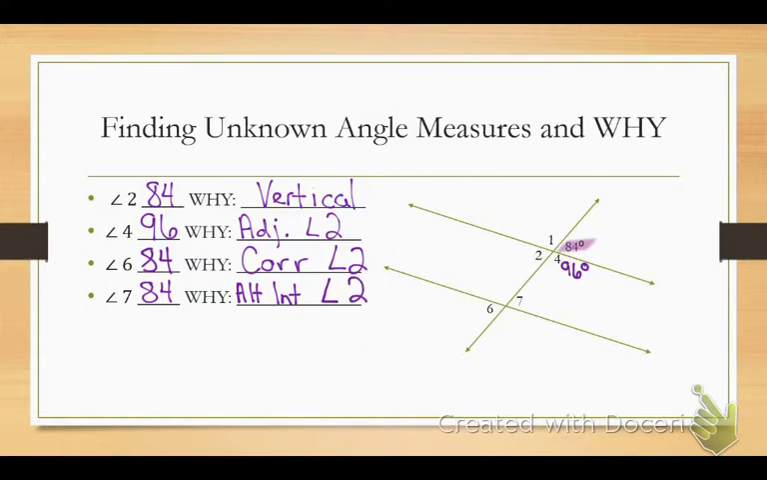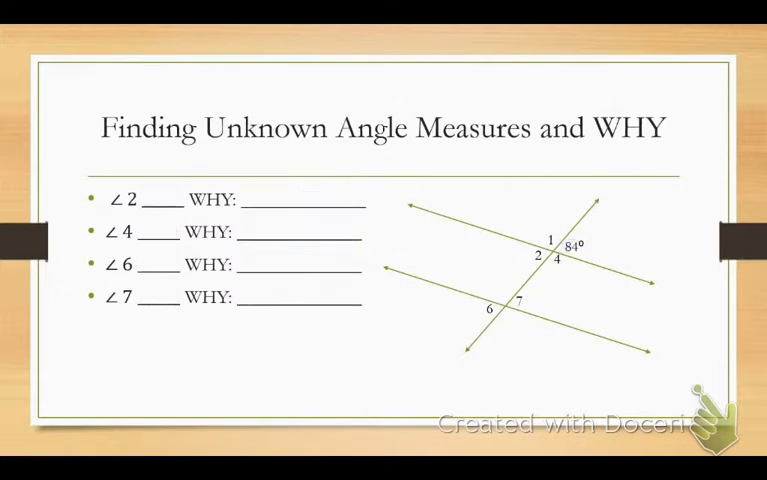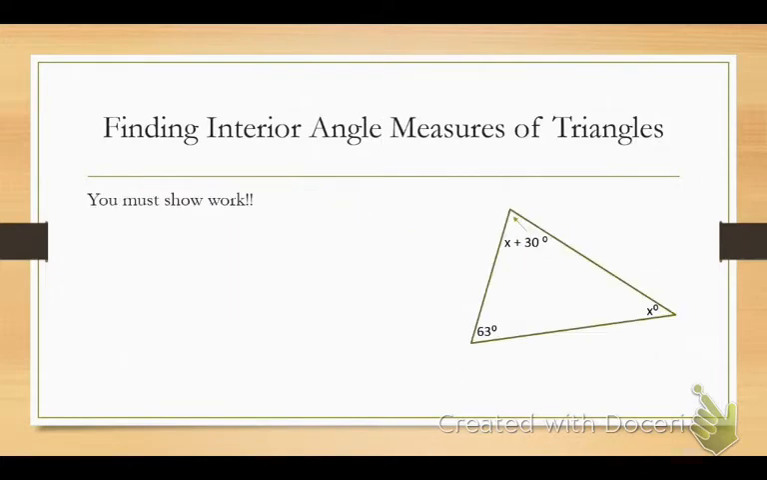Very good. Now, I said corresponding with 84, and a lot of people said vertical to 6. Anybody say vertical to 6? Yeah. Listen, all of those answers are correct. It doesn't have to be that exact reason. All right, so now let's go to triangles. You will have this on your quiz and test to solve.